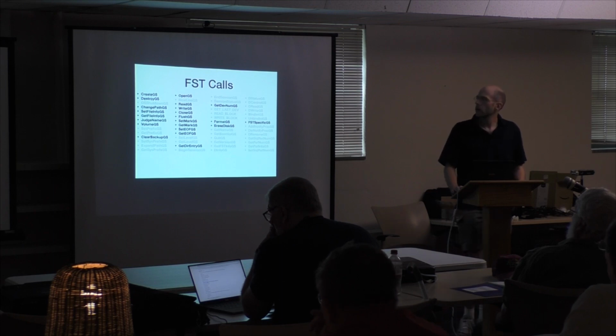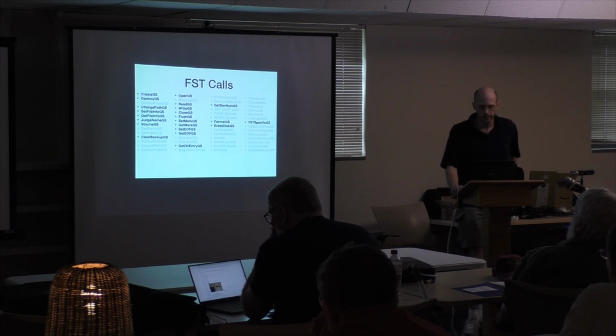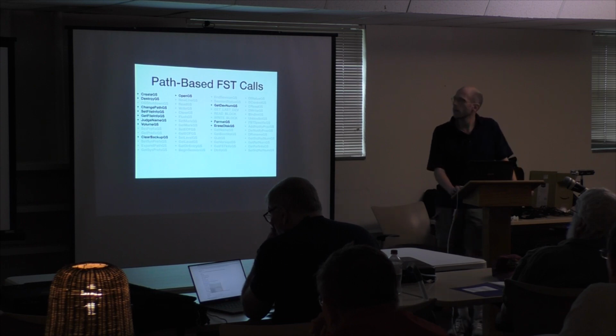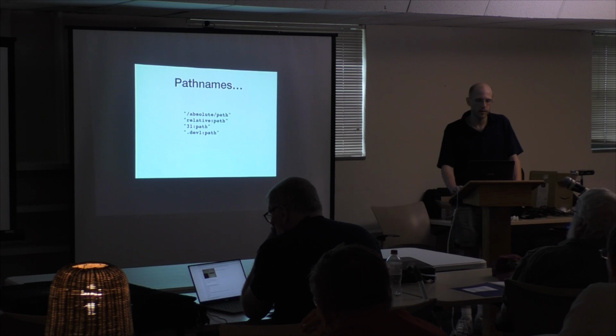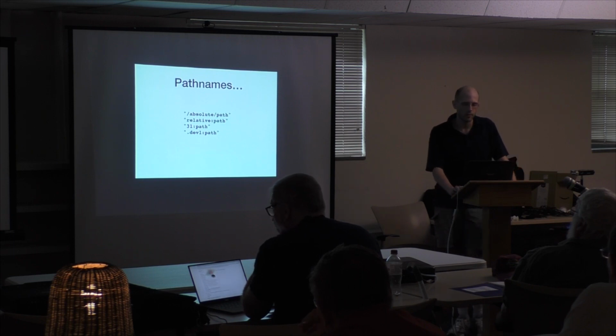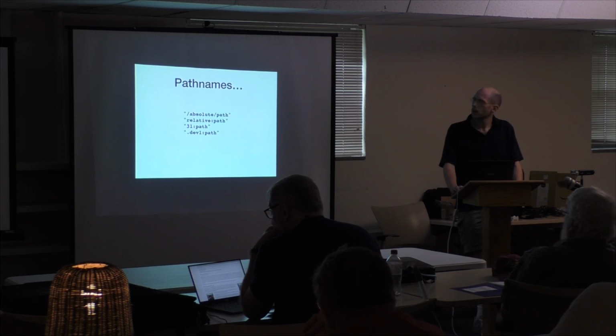So there are 2 kinds of FST calls, we could say. There are calls based on path names and calls based on reference numbers. So the path-based FST calls, as their input, they take a path name. So what is a path name? There are a few different kinds of path names we potentially have to deal with. There are absolute path names with either slashes or colons, relative path names, which are actually relative to prefix 0, prefix-based path names, and path names where instead of giving it a volume, we can give it a device name.